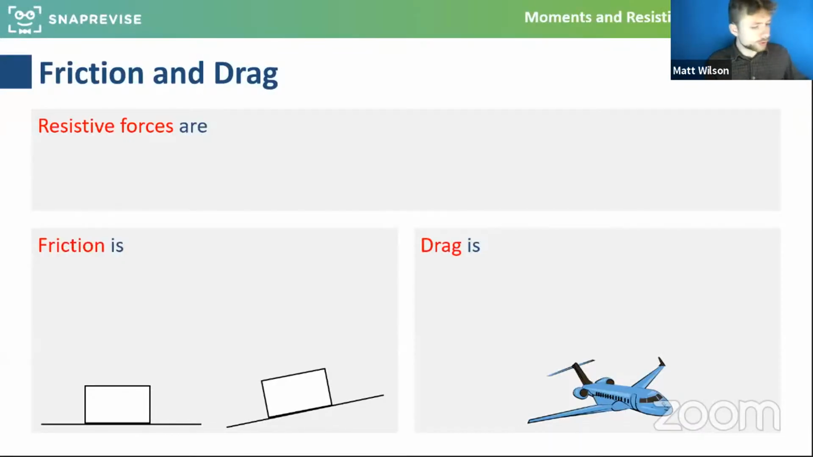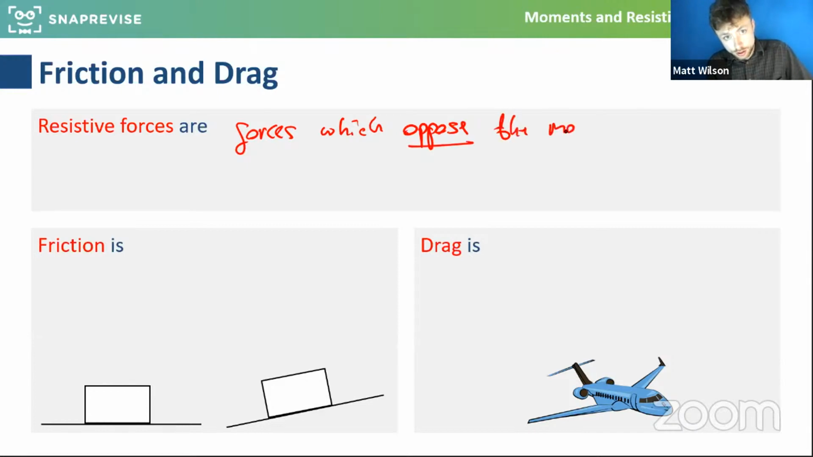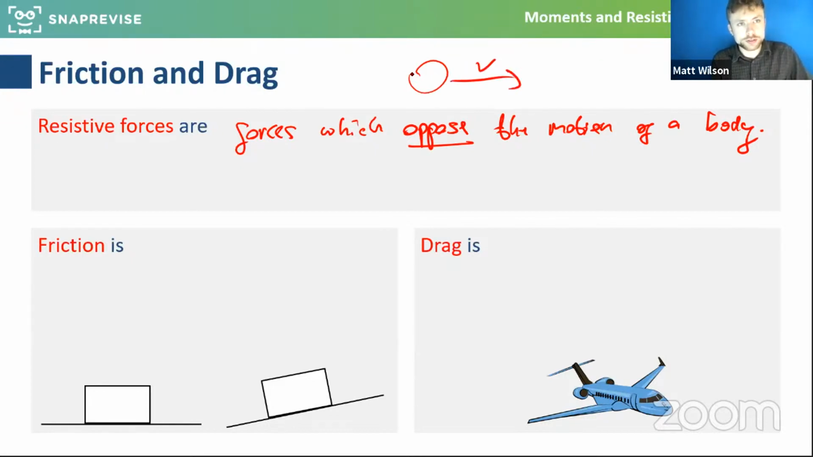Okay, so what's a resistive force? Well, I'll jot down a definition and then we can discuss it a bit. Resistive forces are forces which, and here's the key word, oppose the motion of a body. So what direction should the force be pointing in? Let's say I have a body which is moving with some velocity v. Resistive forces have to oppose the motion. That means a resistive force should always point in the other direction.